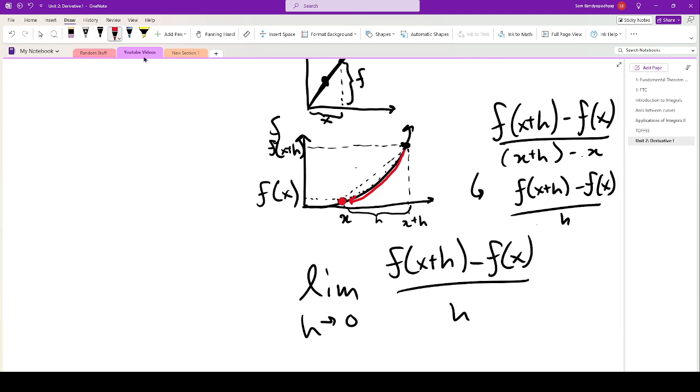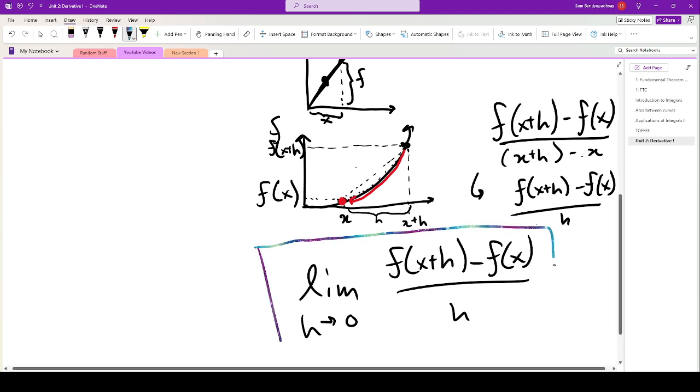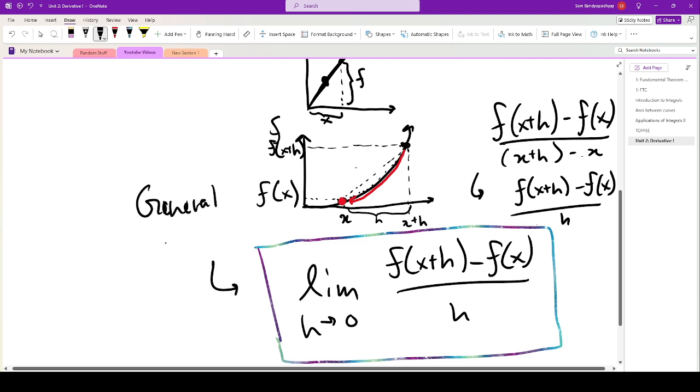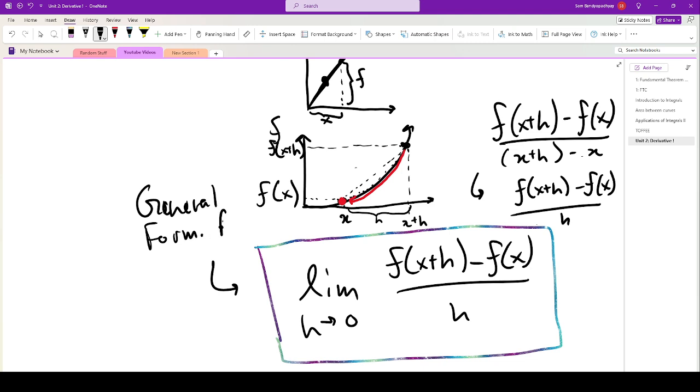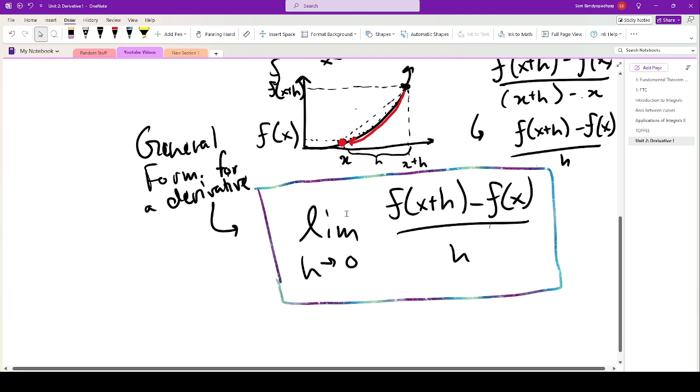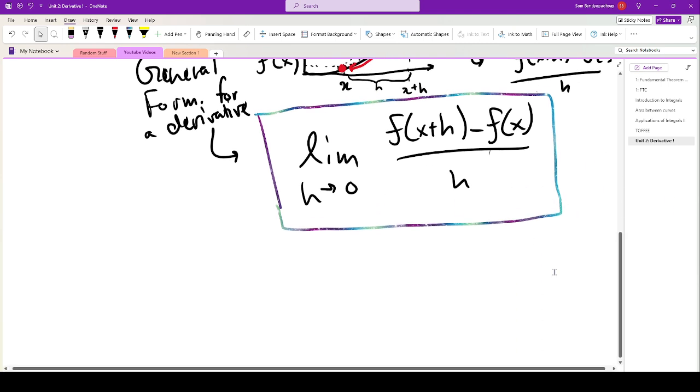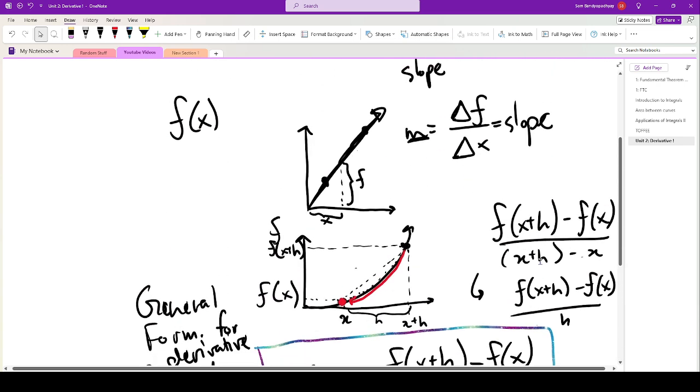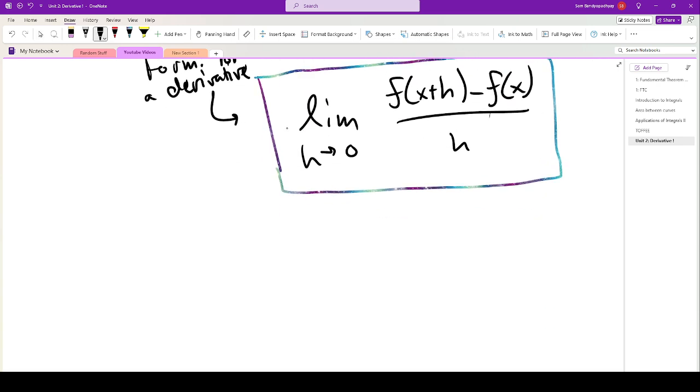And this is extremely, extremely important. This is going to be your general formula for a derivative. Okay? So this is where this formula comes from. It's going to be extremely powerful, but there are other rules, per se, that we can extrapolate out of this formula. Okay? Let's use this formula on some example function.